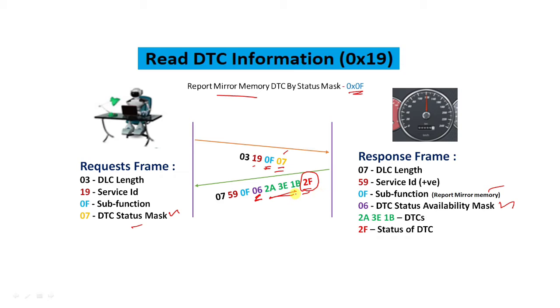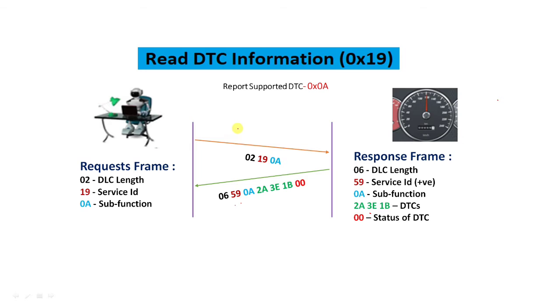So it is the same as the first one, you remember, right? Report DTCs by status mask. This is report mirror memory DTC by status mask. The only thing is that mirror means it will take a carbon copy of your DTCs, which will not be cleared when you give the clear DTC information. All right, so next, that's it.